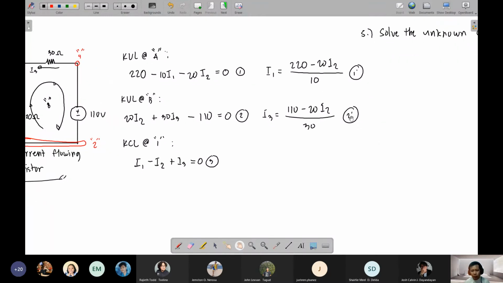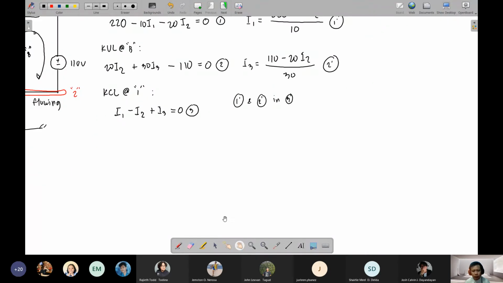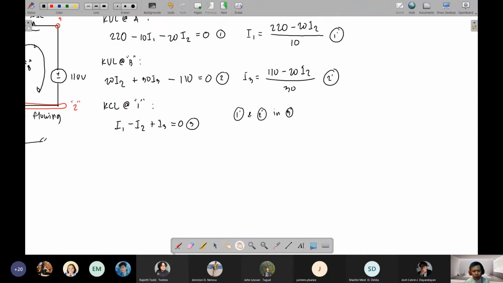Okay? Then my equation 1 prime and 2 prime, I will substitute it here in my equation 3. So 1 prime and 2 prime in equation 3. So you will have first for I1, this is 220 minus 20 I2 divided by 10. Okay. Then minus I2. Nothing to combine there, so I2 alone. Then plus I3. You have here your I3. So 110 minus 20 I2 divided by 30. Then equate to 0. Okay.